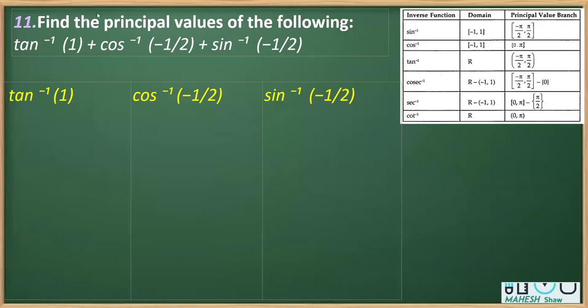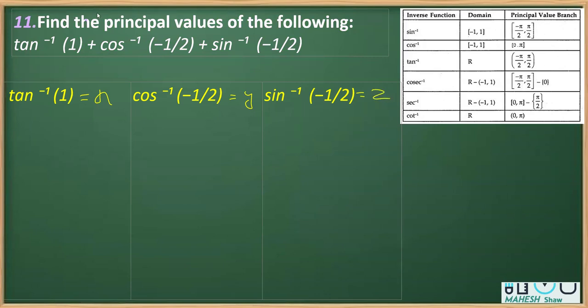This is question number 11 from the textbook, where we have to find the principal values for the following: tan inverse 1, cos inverse minus half, sin inverse minus half. I've split them into three parts. Let tan inverse 1 be x, cos inverse minus half be y, and sin inverse minus half be z.